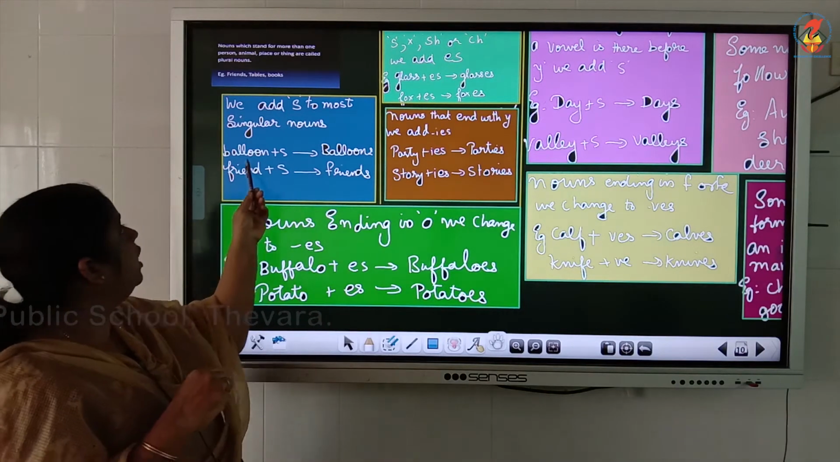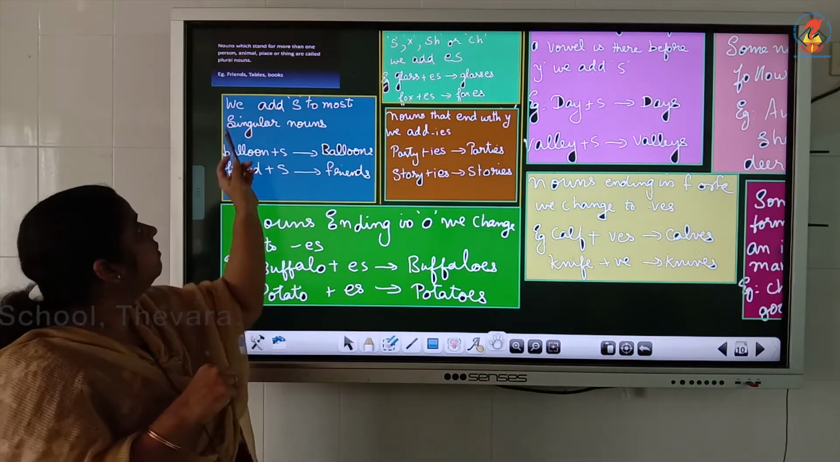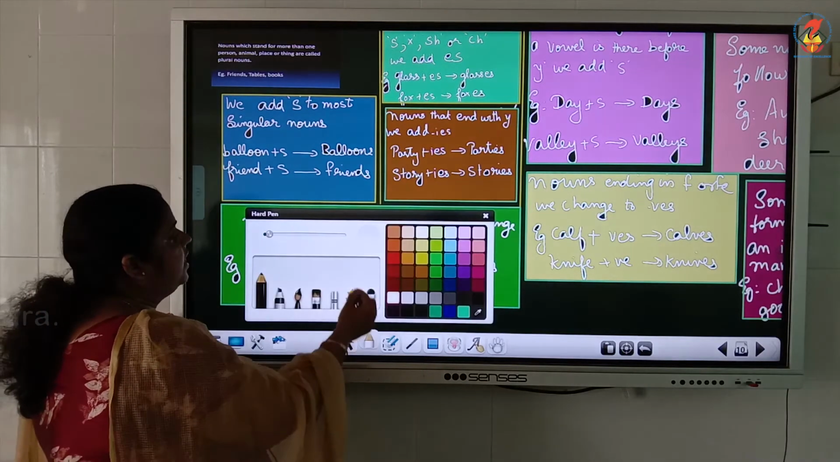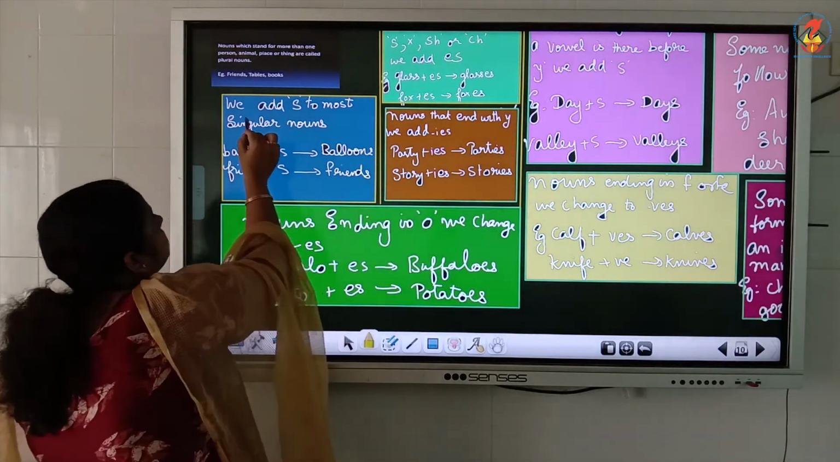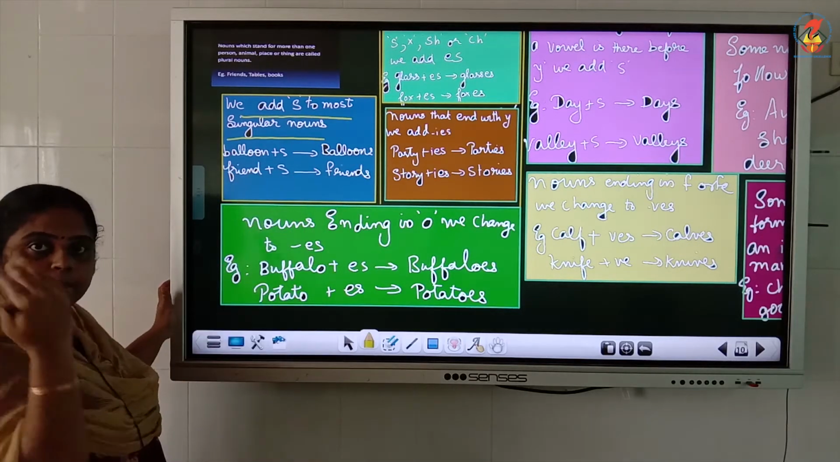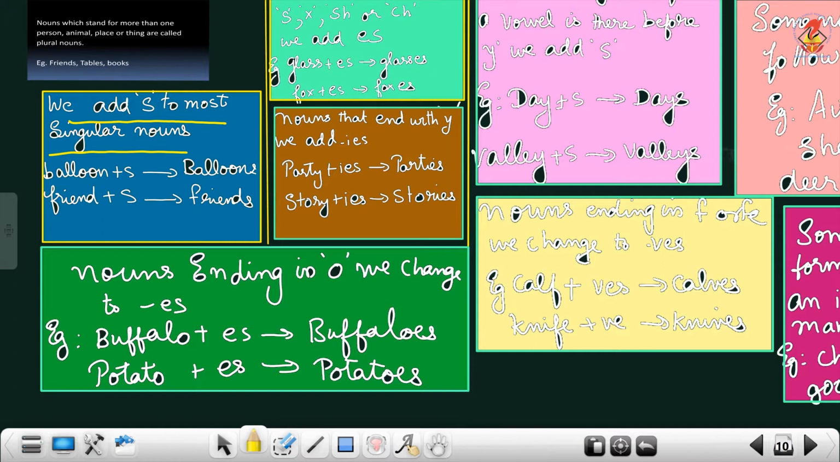Here, balloon plus s, we add s to most of the singular nouns. Most of the singular nouns we add s. And balloon plus s, balloons. Friend plus s, friends. Okay.